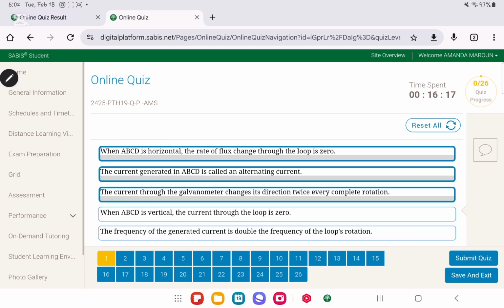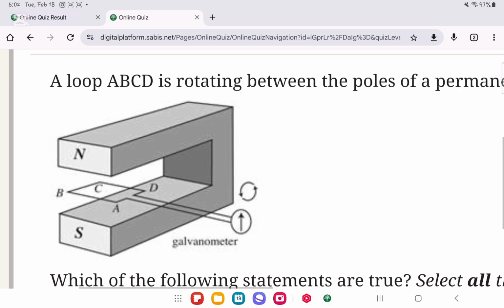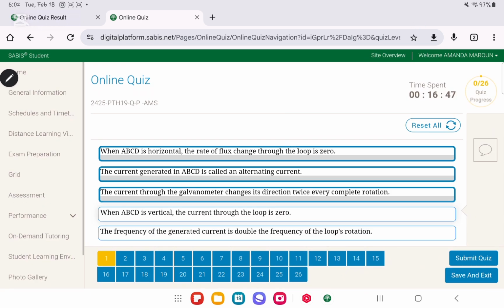This is also true. Now, when ABCD is vertical, the current through the loop is 0. Let us see. When it's vertical, it's going to be like this. And we know it's flowing from the north to the south. And as you can see, with the magnetic field, there is 0 degrees of change. There's like no degrees difference in between them. So 0 degrees means that there is maximal magnetic flux and maximal current. So definitely this is wrong. So the current is going to be maximal and the magnetic flux is going to be maximal.